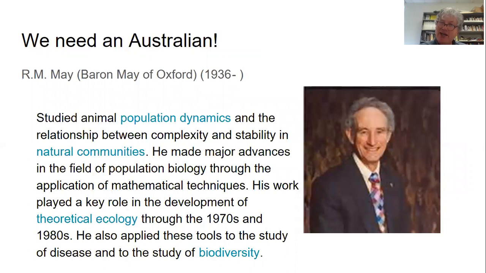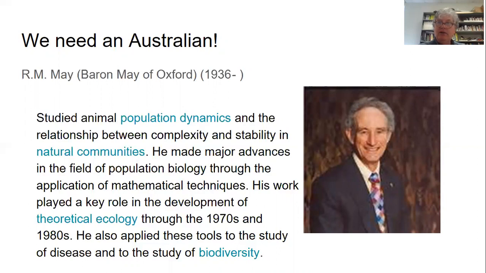Okay, so we need an Australian. We're proud of this guy. He's Robert May. He's a famous Australian scientist, although he did most of his work at Oxford University, and he was also at Princeton and Harvard. So he was a big guy in biology. He actually became Baron May of Oxford. He was put in the House of Lords. That's because for a while he was the chief science officer for the UK, and he was also president of the Royal Society, so he was a bigwig.